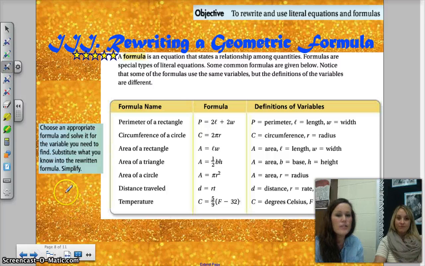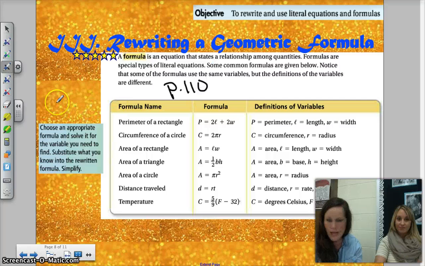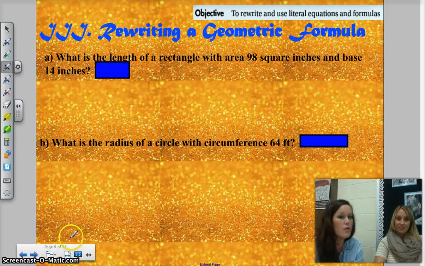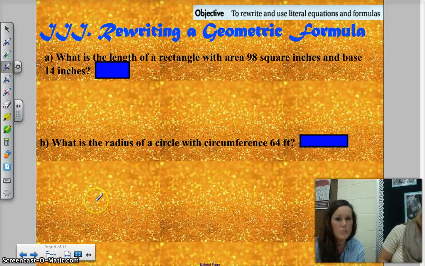Now, here is a whole bunch of formulas that you are going to need to reference later. It's on page 110. You should know these, but if you forgot, here it is. So, we are not rewriting a geometric formula. We're basically plugging and chugging.